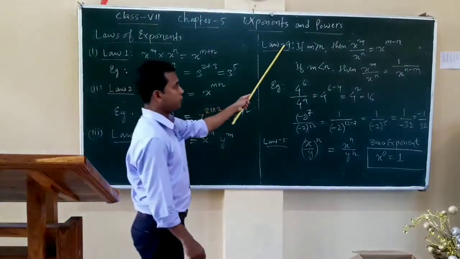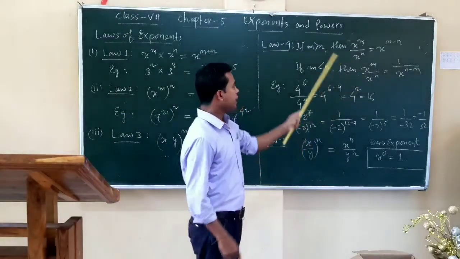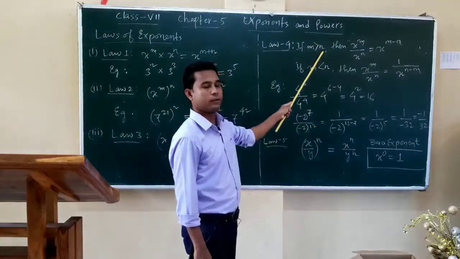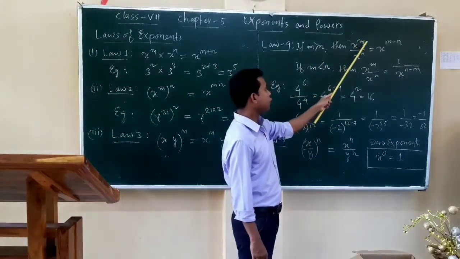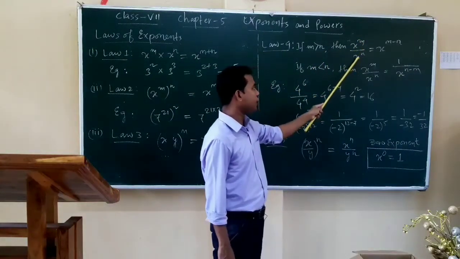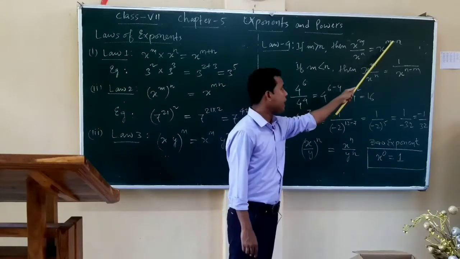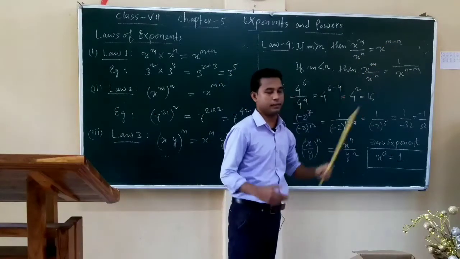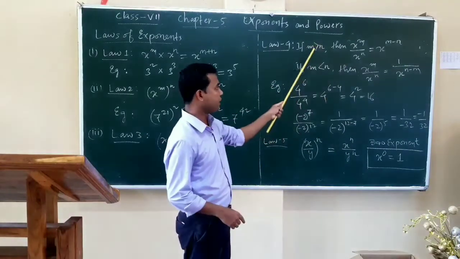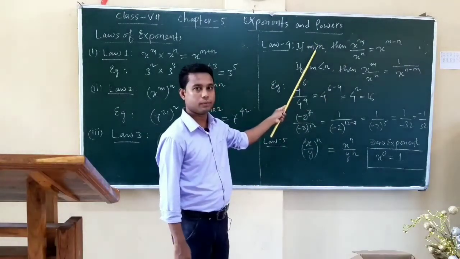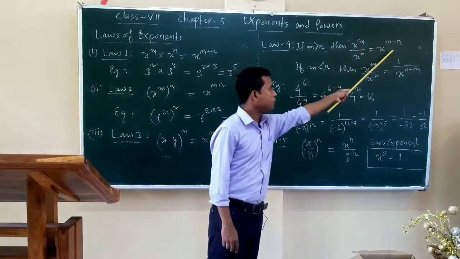Then law 4, if m is greater than n, then x raised to the power m divided by x raised to the power n is equal to x raised to the power m minus n. Okay, if m is greater, then you have to subtract it.